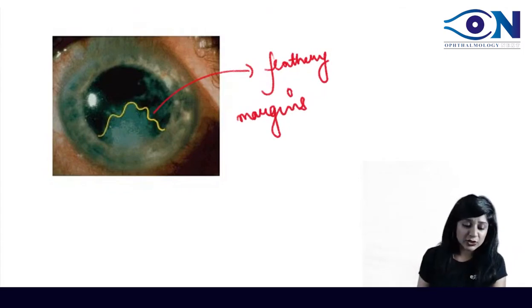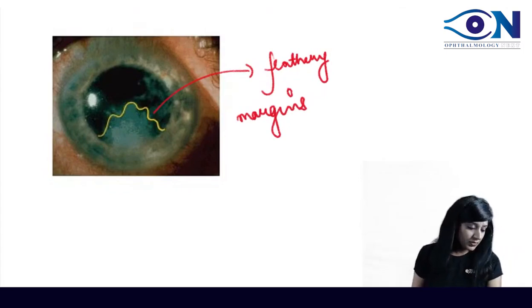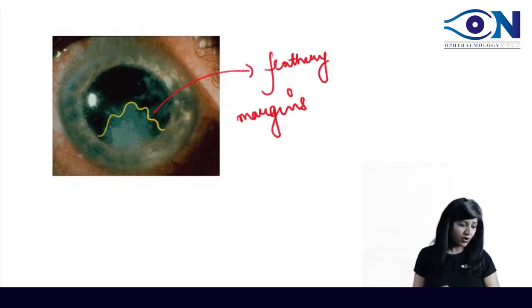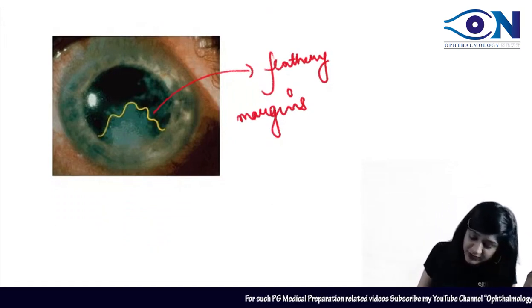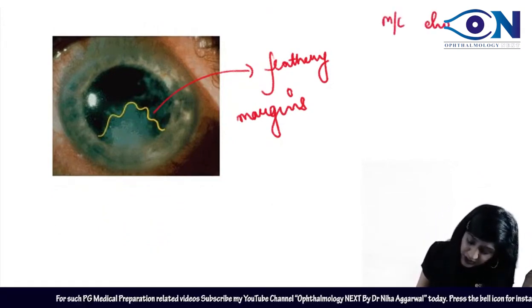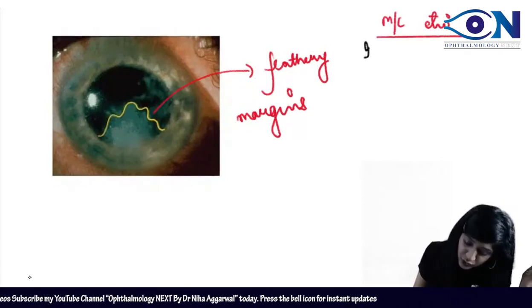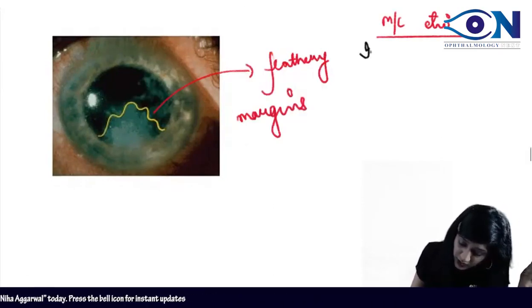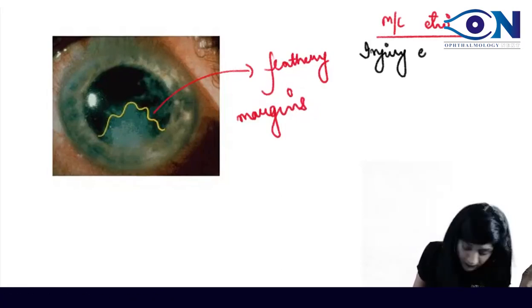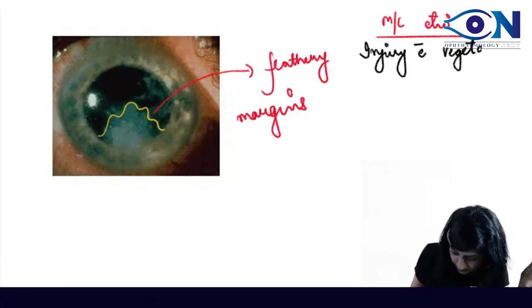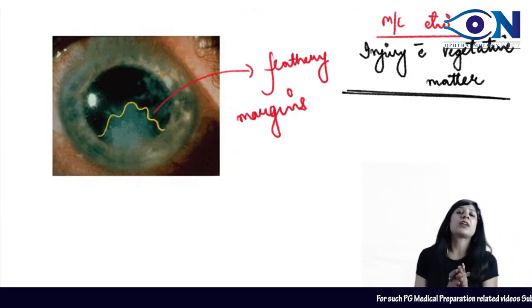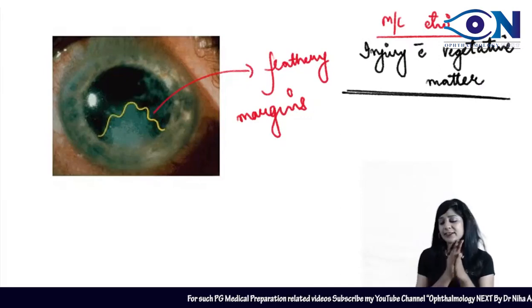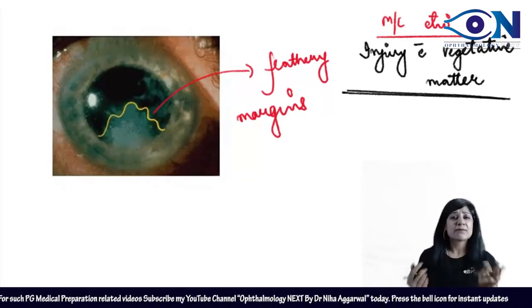Who will tell me the etiology of fungal corneal ulcer? Very good. Non-sterile, non-motile, feathery, rolled out margins. What is the most common etiology? Always remember, it is the injury with the vegetative matter. Injury with the vegetative matter is the most common etiology that you are having in the cases of fungal corneal ulcer.